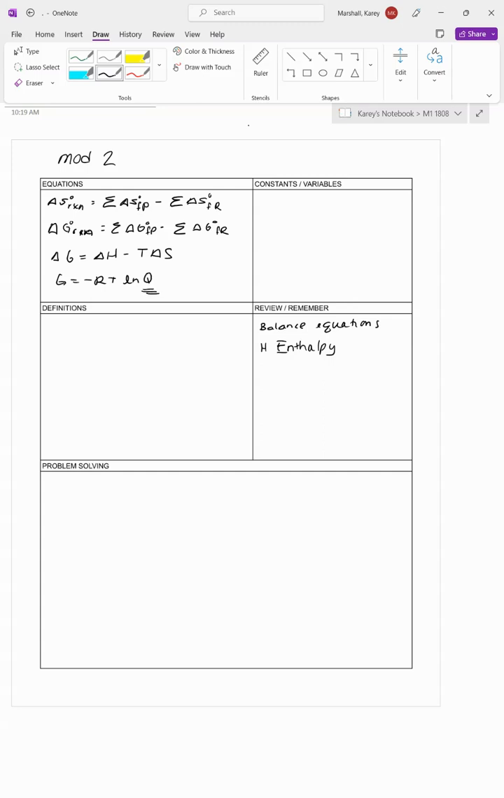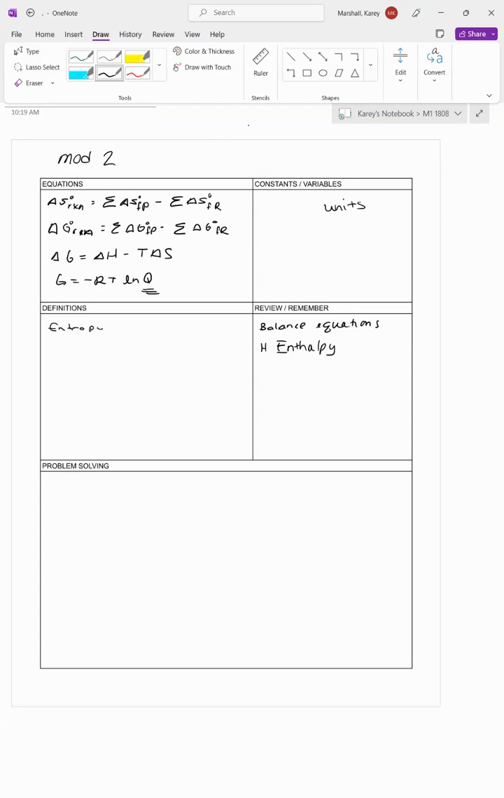There's also another equation, delta G equals negative RT ln Q. We go over Q in Module 3, so you're going to see this one again. I'm writing it down just to be thorough, but I don't think you're going to need that one here. So you may want to write down the units of each of these variables just so that you can keep everything together.